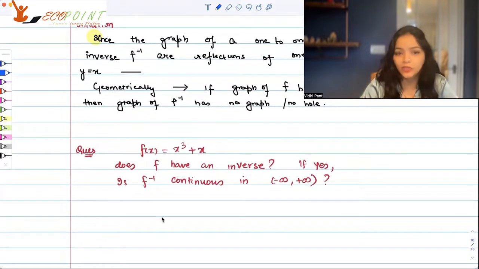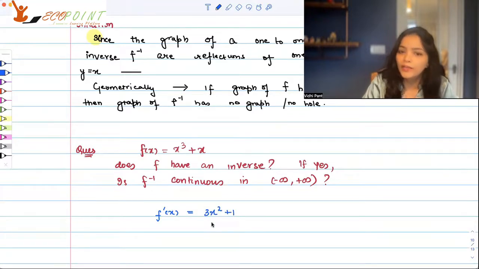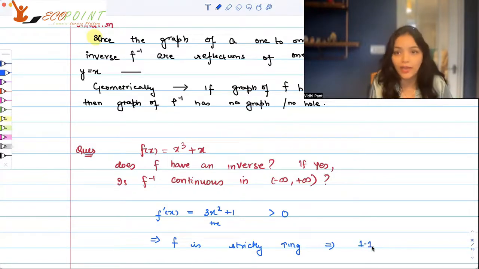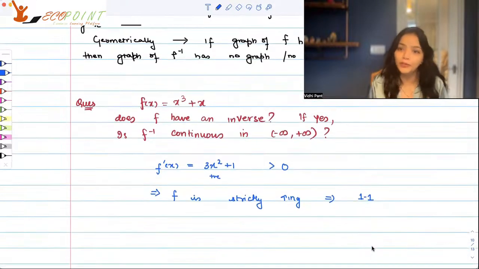We can analyze this function. So this function x cubed plus x, it's a polynomial, so you can differentiate it. You will get 3x squared plus 1. Well, x squared, no matter whether x is positive or negative, will always be positive. So that means this is strictly greater than 0. And the moment f dash is strictly greater than 0, that implies f is strictly increasing. And a strictly increasing function is always one-to-one, remember? Because every new value of x will provide you a new value of the function at that point, right? So it's a one-to-one function.